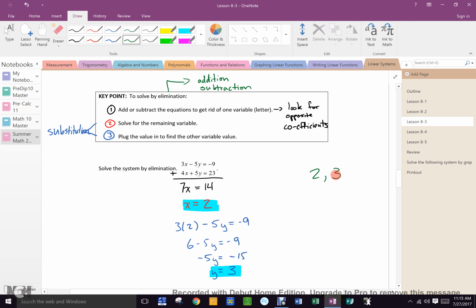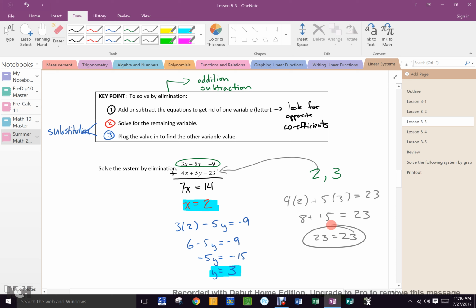What should I do as a last step? Check. Now, I already know that it works with that one, don't I? Because that's the one I did my work with. So I really only need to check which one. That one. What is 4 times 2 plus 5 times 3? 8 plus 15. Does 8 plus 15 equal 23? 23 equals 23.